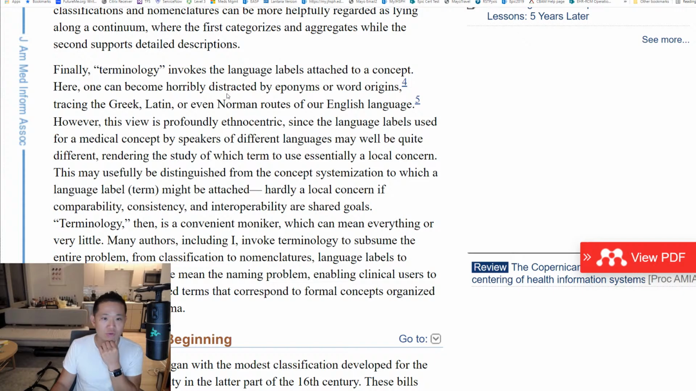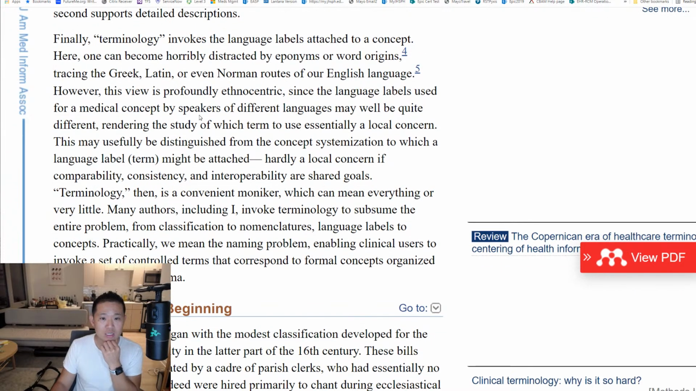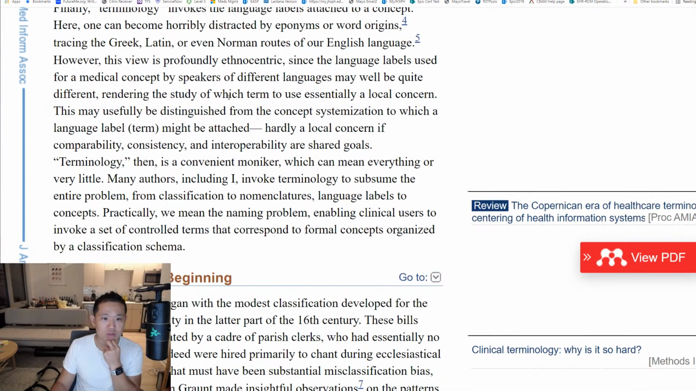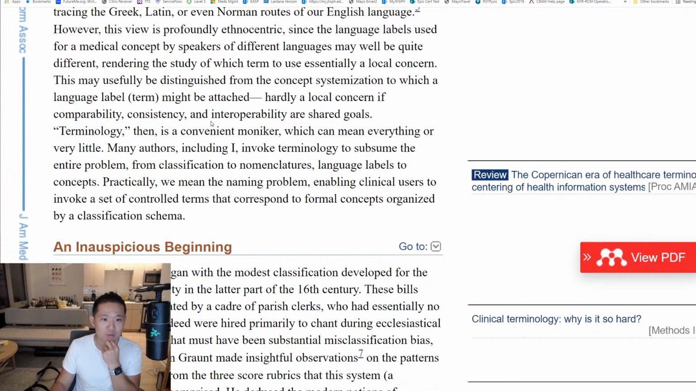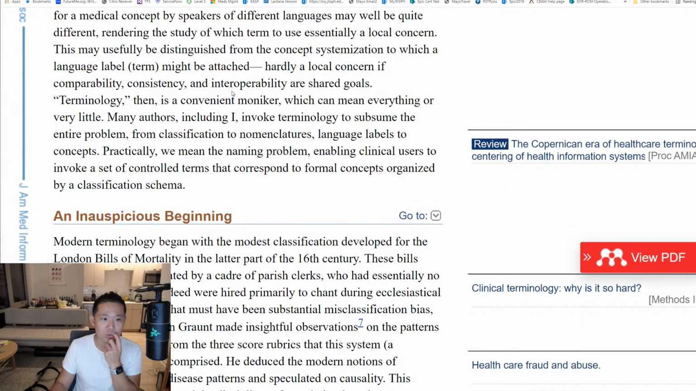Finally, terminology invokes the language labels attached to a concept. Here one can become horribly distracted by eponyms or word origins, tracing the Greek, Latin, or even Norman routes of our English language. However, this view is profoundly ethnocentric, since the language labels used for medical concept by speakers of different languages may well be quite different, rendering the study of which term to use essentially a local concern. This may usefully be distinguished from the concept systemization to which a language labeled term might be attached, hardly a local concern if comparability, consistency, and interoperability are shared goals.